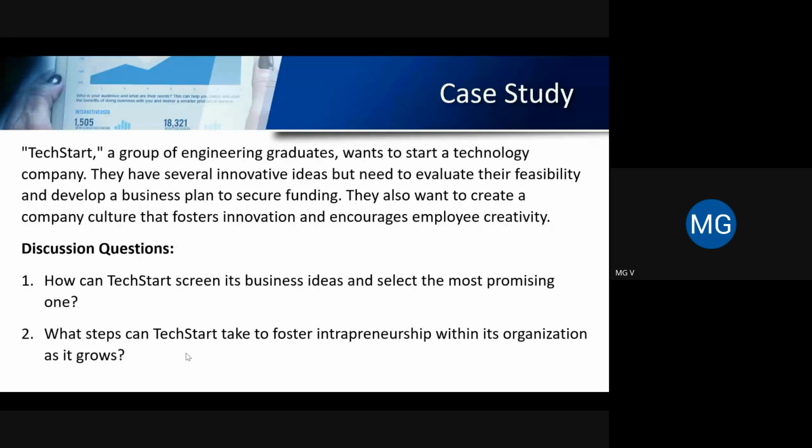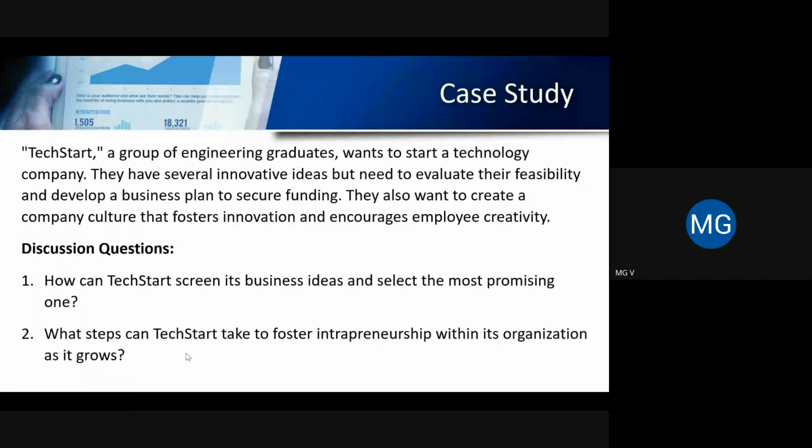By conducting market research, analyzing the competitive landscape, assessing the technical feasibility, and evaluating the financial viability of each idea. So every idea needs to be evaluated on various parameters, whether it is technical or financial viability. What steps can Techstart take to foster entrepreneurship within the organization as it grows?